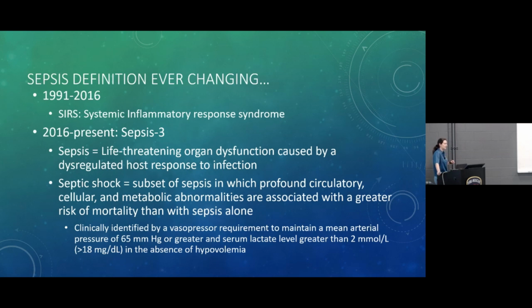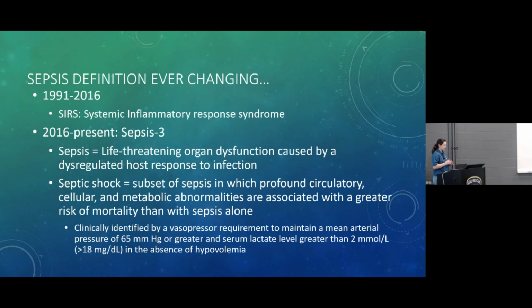In 2016, they changed it to the Sepsis-3 definitions, with a definition of life-threatening organ dysfunction caused by a dysregulated host response to infection, with septic shock being a subset of sepsis in which profound circulatory, cellular, and metabolic abnormalities are associated with a greater risk of mortality than with sepsis alone. And then this can be clinically identified by a vasopressor requirement to maintain a MAP of 65 or more, and a lactate above 2 in the absence of hypovolemia.